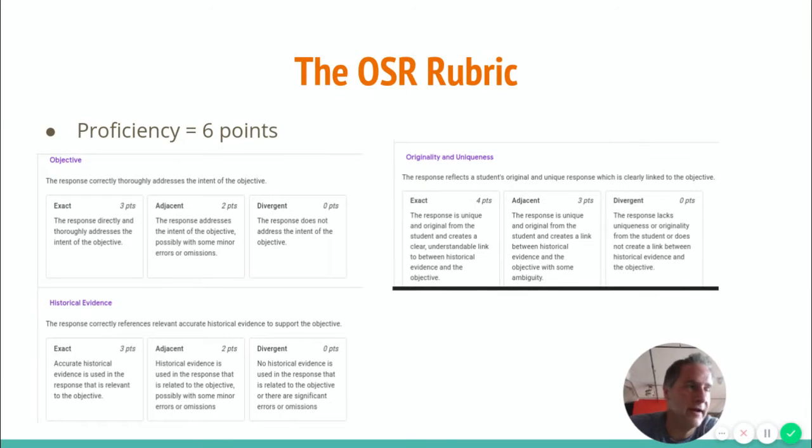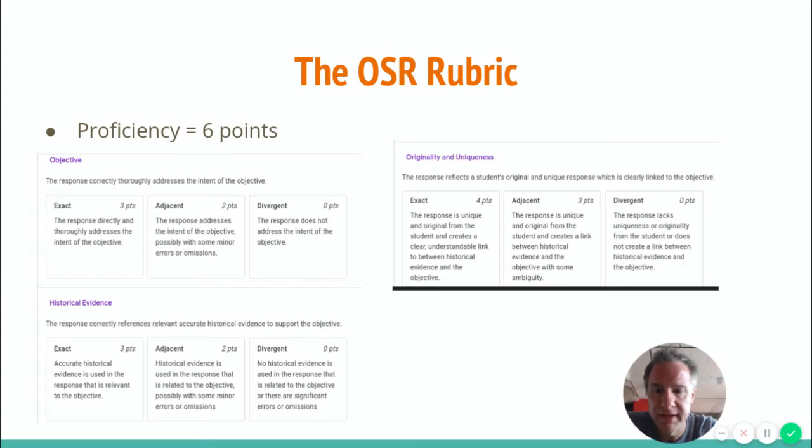If you start writing about something not at all related, like Native American societies and their interactions with the environment, those happened before the transatlantic trade, so that's not really applicable to this particular objective. That would be divergent and 0 points.